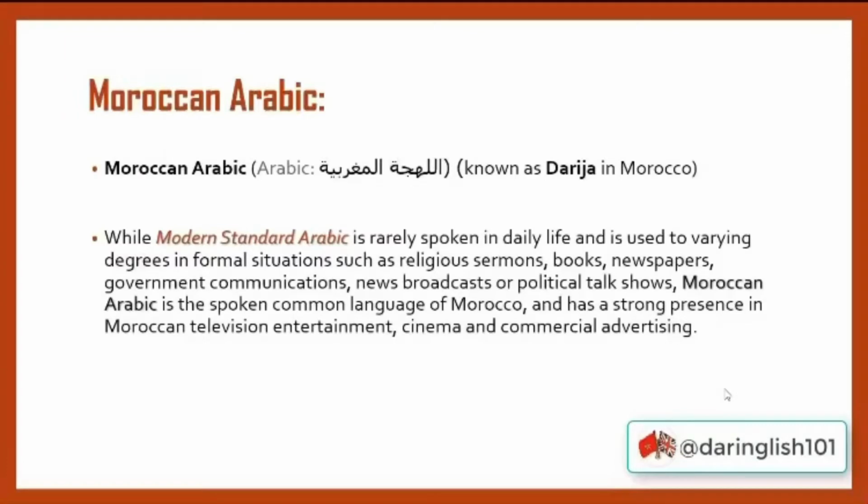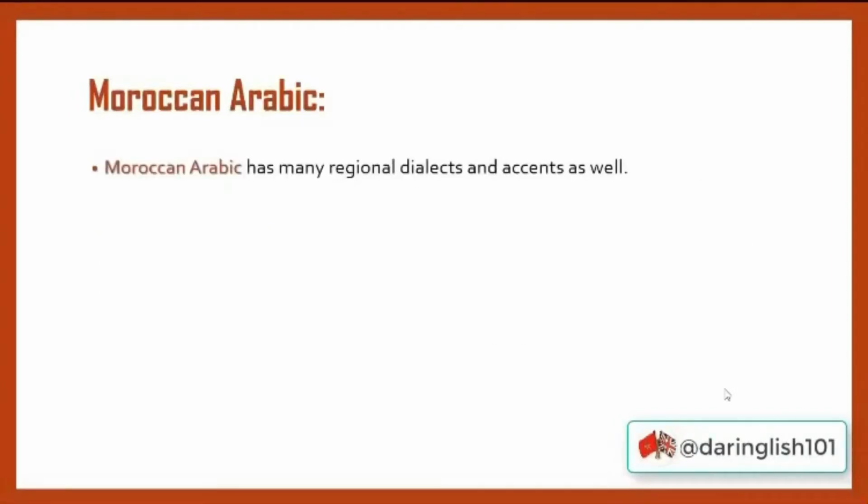It's used to varying degrees in formal situations such as religious sermons, books, newspapers, news broadcasts, but Moroccan Arabic is the spoken common language of Morocco. It has a strong presence in Moroccan television, entertainment, cinema, and commercial advertising. Moroccan Arabic has many regional dialects and accents as well.